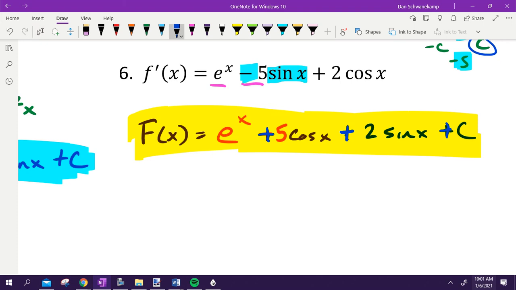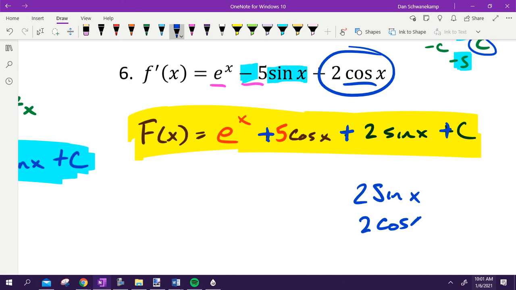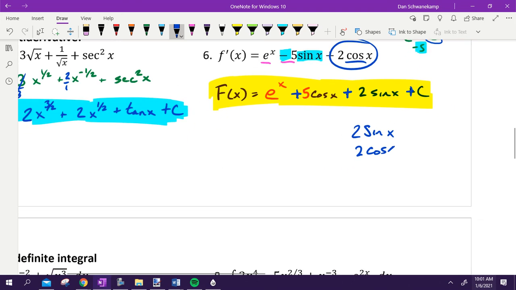You're just thinking, when I take the derivative of it, what gets me cosine? Well, the derivative of sine is cosine, so the derivative of 2 sine x would be 2 cosine x. Oh yeah, that's what I want. All right, so it's a different world. We add one to our exponent and divide by the new exponent when we have exponents. We have to adjust if it's a different function.